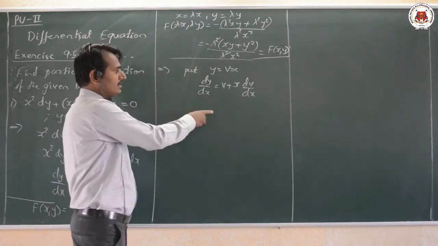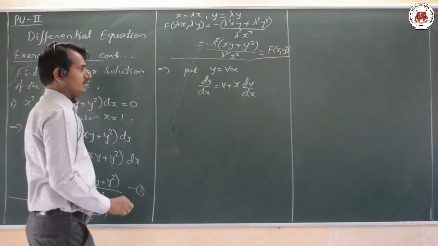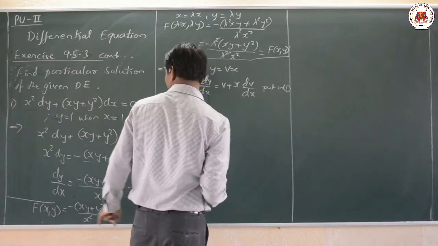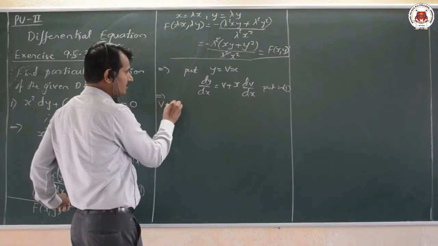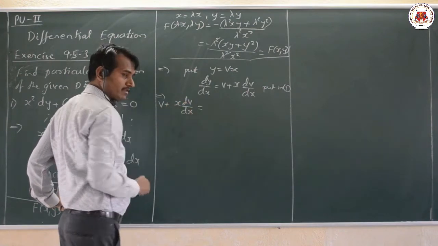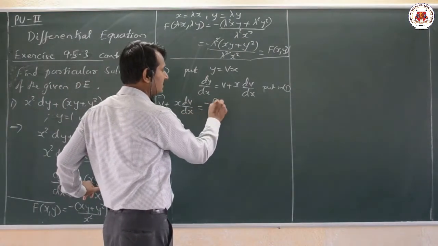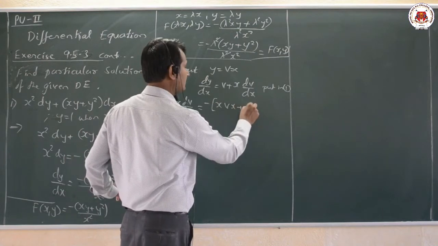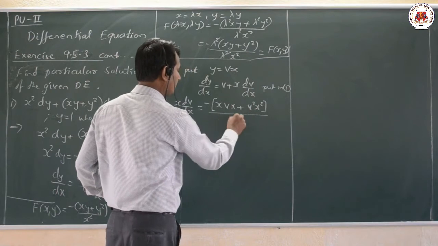Okay dear students, you can substitute it in equation number 1. So what we get here, instead of dy by dx, v plus x into dv by dx equal to minus of, I will rewrite as it is, minus of x into y, that means vx, plus y square, that is nothing but here v square x square, whole divided by x square.